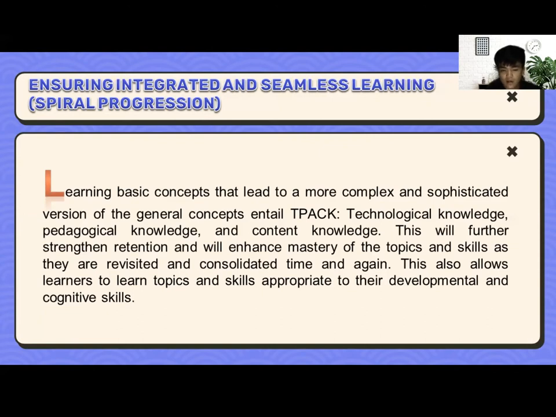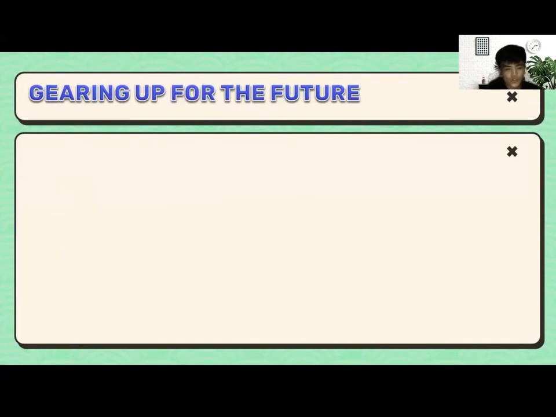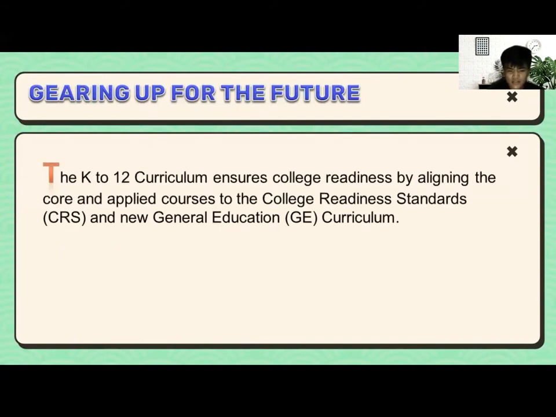So in these certain features, they have this spiral progression. Okay, this will enhance mastery of the topics and skills. Next, gearing up for the future. The K-12 curriculum ensures college readiness by aligning the core and applied courses with the College Readiness Standards, or CRS, and the new general education curriculum. So the K-12 curriculum ensures the students are college ready, or ready for the higher education level. But also, you have to align the core and applied courses to the college.